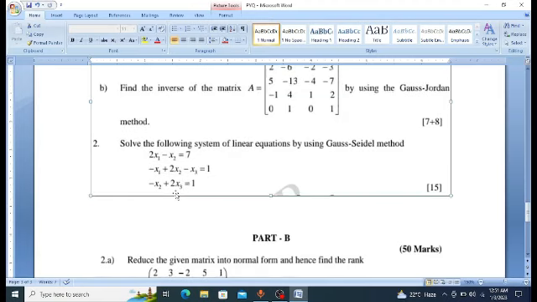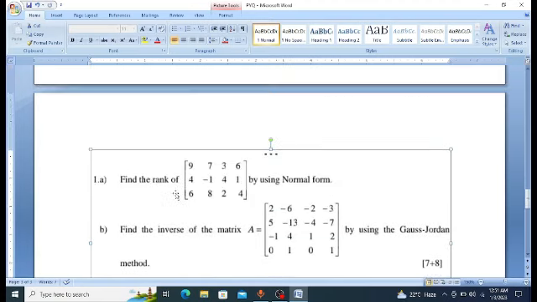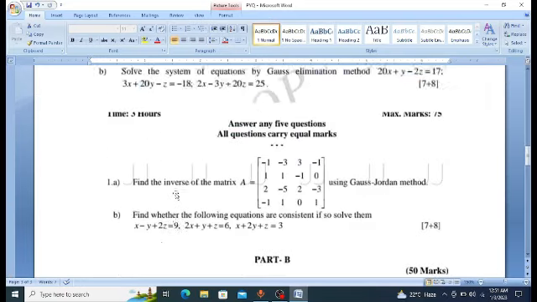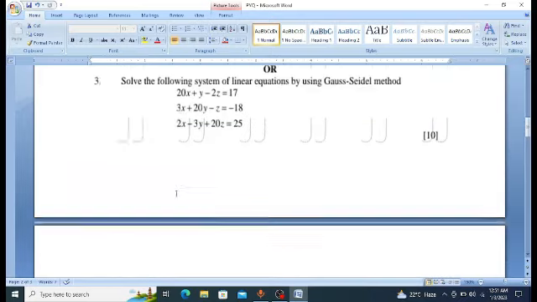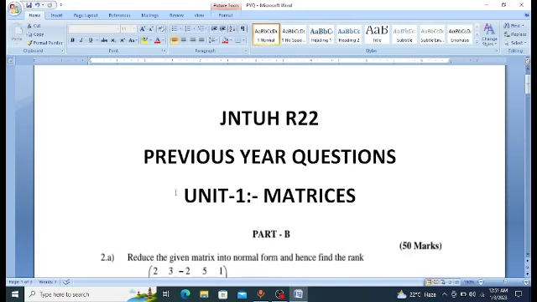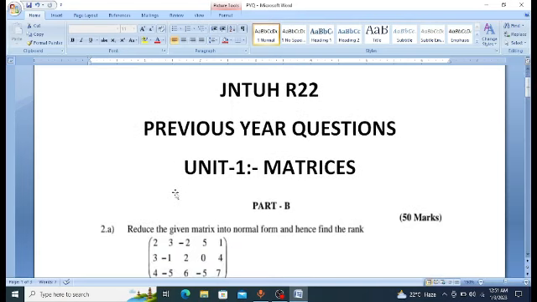So these topics are going to be most important, and such questions may appear in the coming external exam. So these are the questions, practice these method problems.